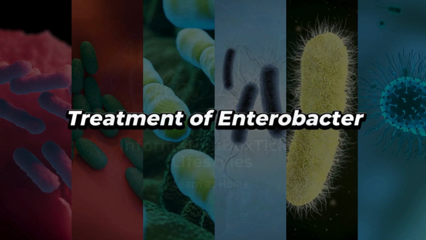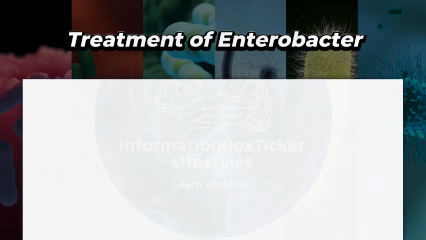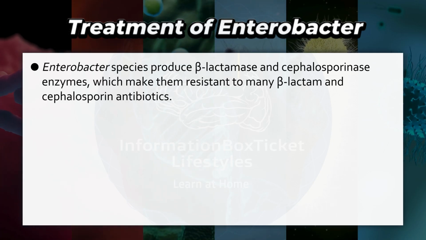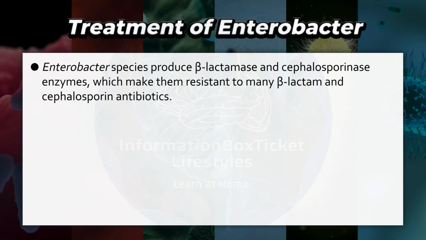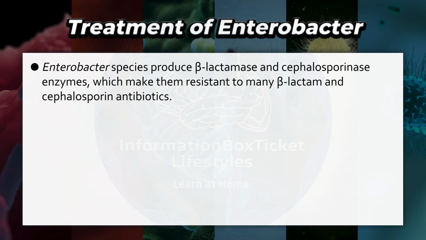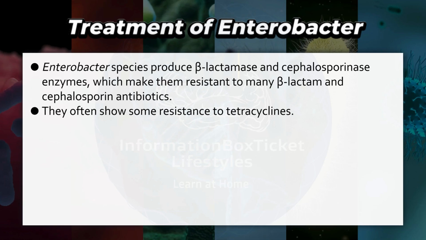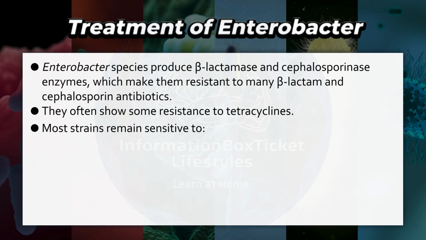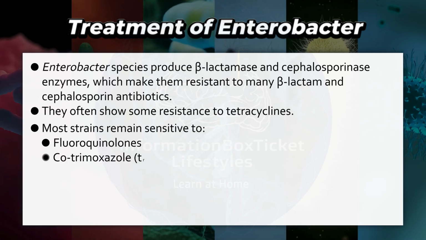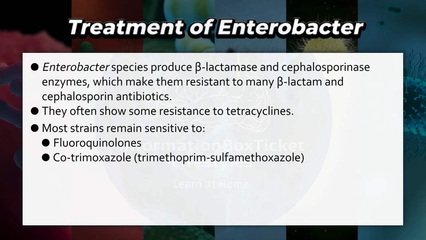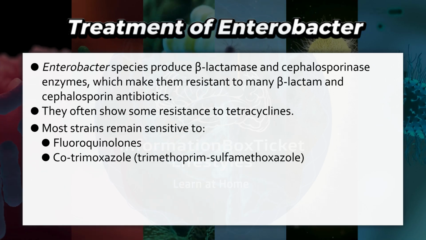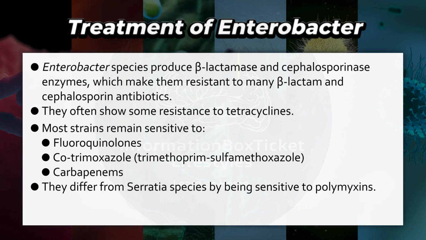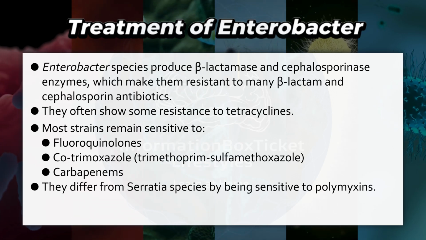Treatment of Enterobacter. Enterobacter species produce beta-lactamase and cephalosporinase enzymes, which make them resistant to many beta-lactam and cephalosporin antibiotics. They often show some resistance to tetracyclines. Most strains remain sensitive to fluoroquinolones, cotrimoxazole, trimethoprim sulfamethoxazole, carbapenems. They differ from Serratia species by being sensitive to polymyxins.